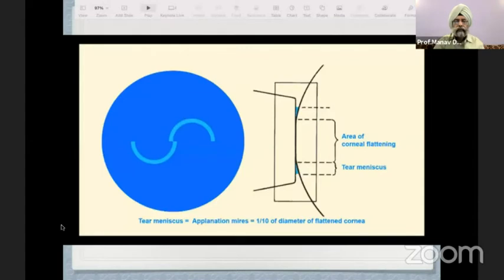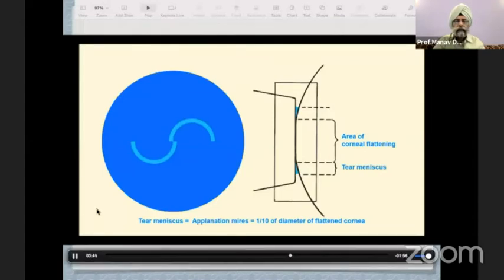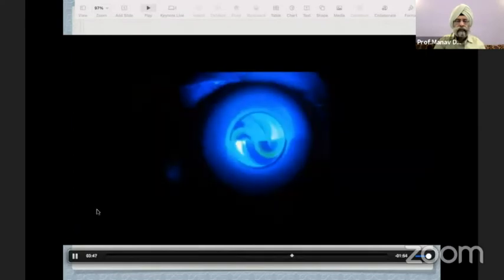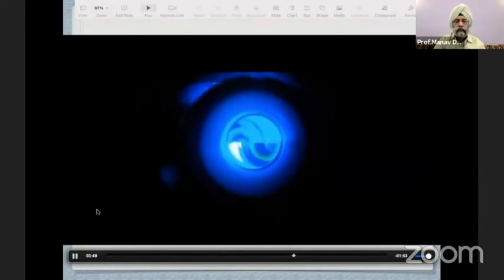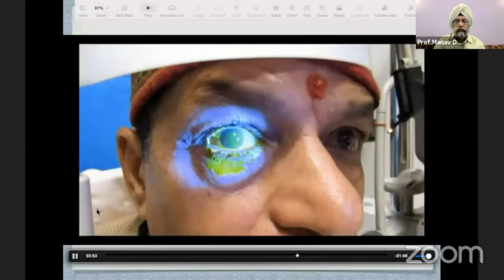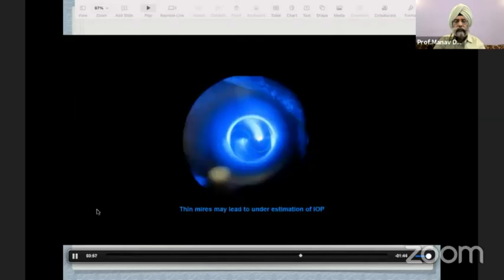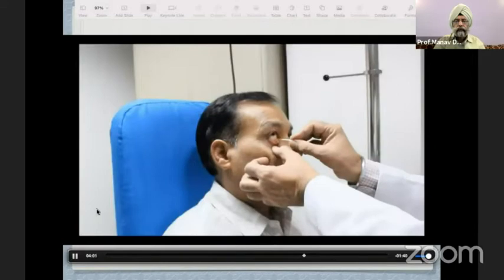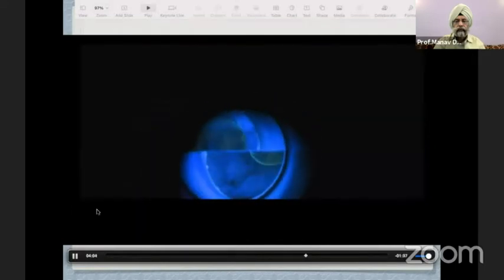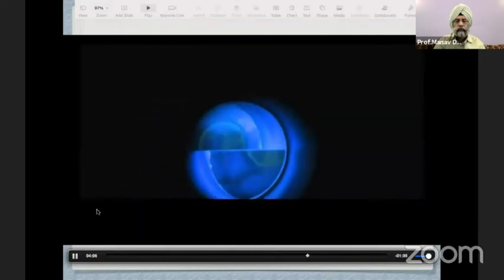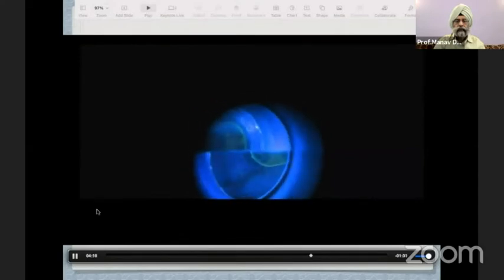It is essential to emphasize that the thickness of the wires should be around 1/10 of the total diameter of the flattened area. Thick wires, as shown here, lead to overestimation. Here, the prism tip as well as the eye should be wiped and pressure rechecked. Thin wires lead to underestimation of IOP and may need additional fluorescein. Prolonged contact of the prism with the cornea can lead to corneal injury and reduction of IOP, and hence should be avoided.